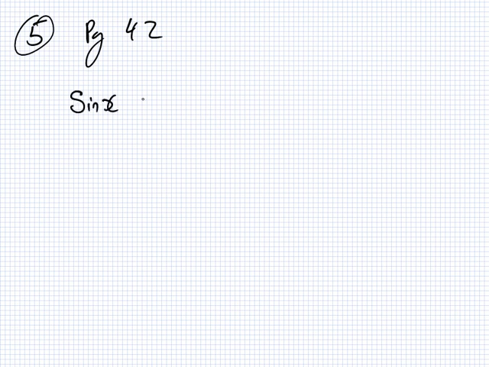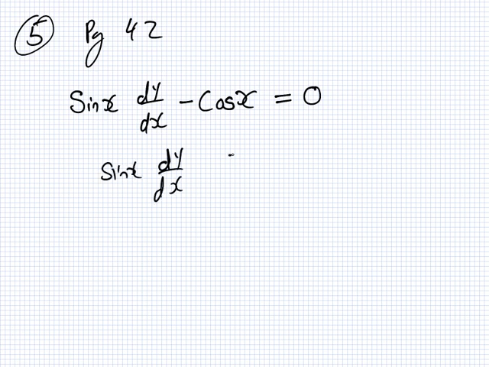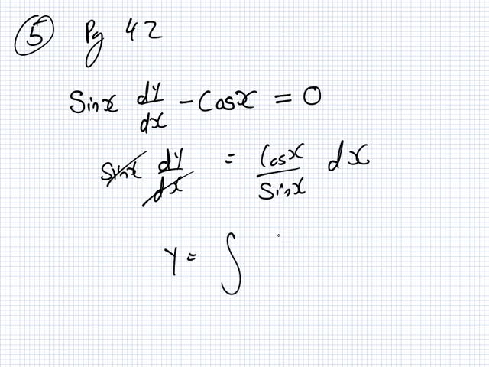sin x dy/dx minus cos x equals 0. So I just take the cos x to the right, yeah? And cos divided by sine is there, yeah? And if I cross multiply I get this. So y is, I need to integrate cos over sine.